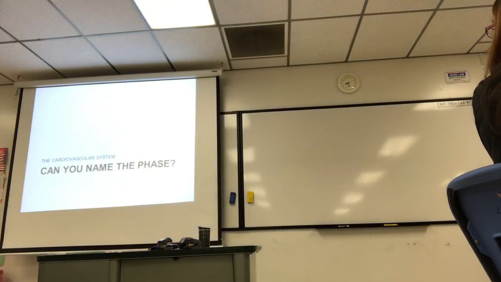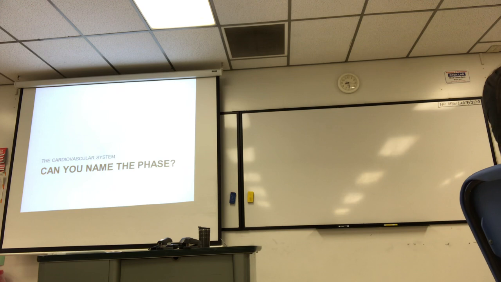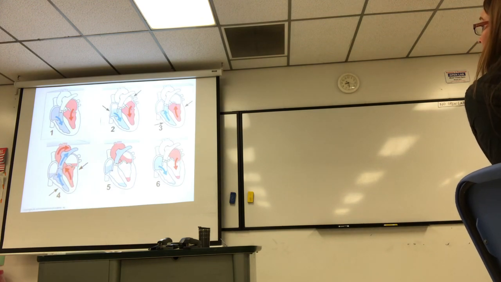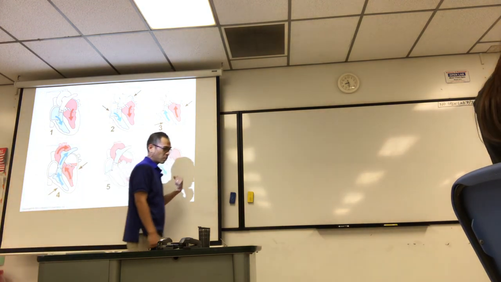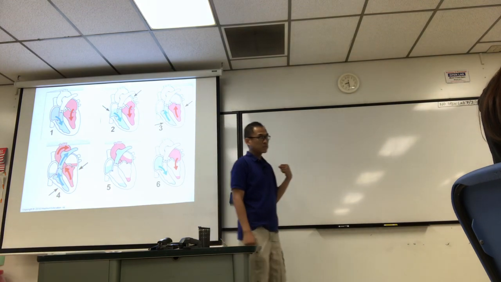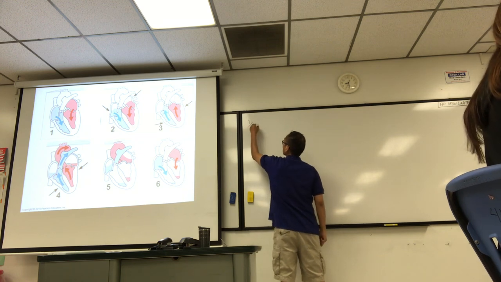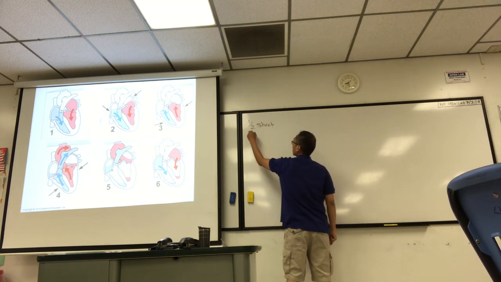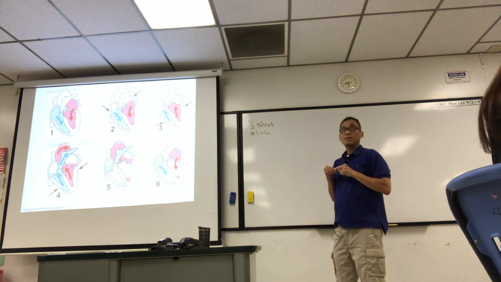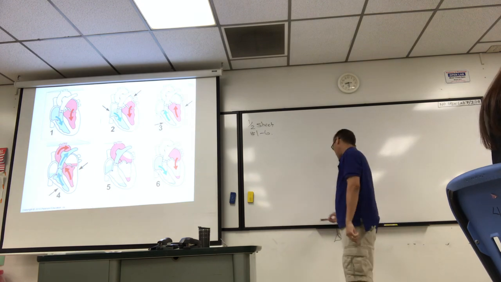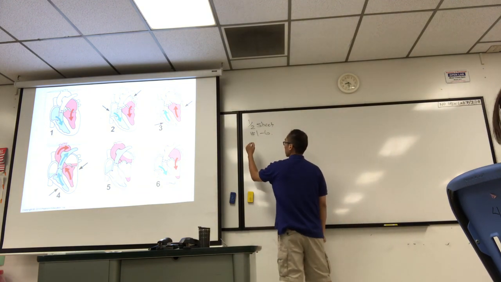Can you name the phase? Now, one of the things you should be able to do is to look at these pictures, I guess number 1-6, and we'll talk about it with your neighbors and correctly name what each of those depicts. Do it right now on your half sheet, 1-6. Name the correct phase of the cardiac cycle for 1-6.